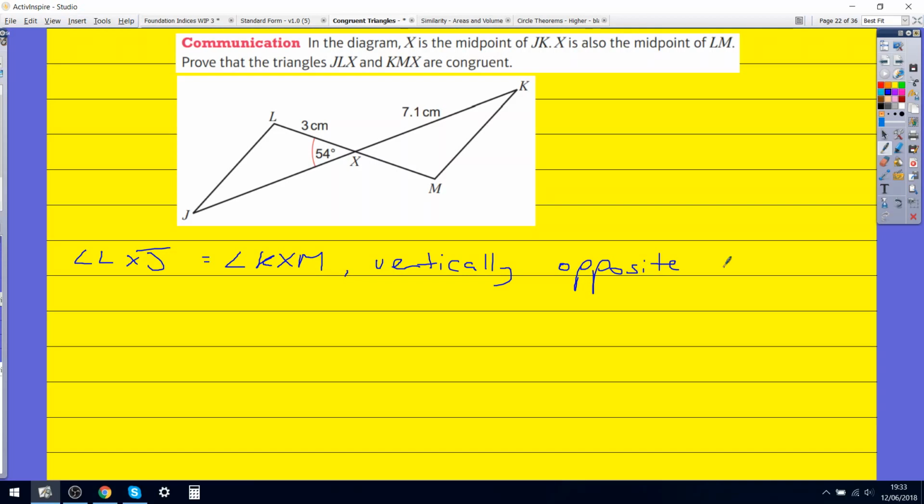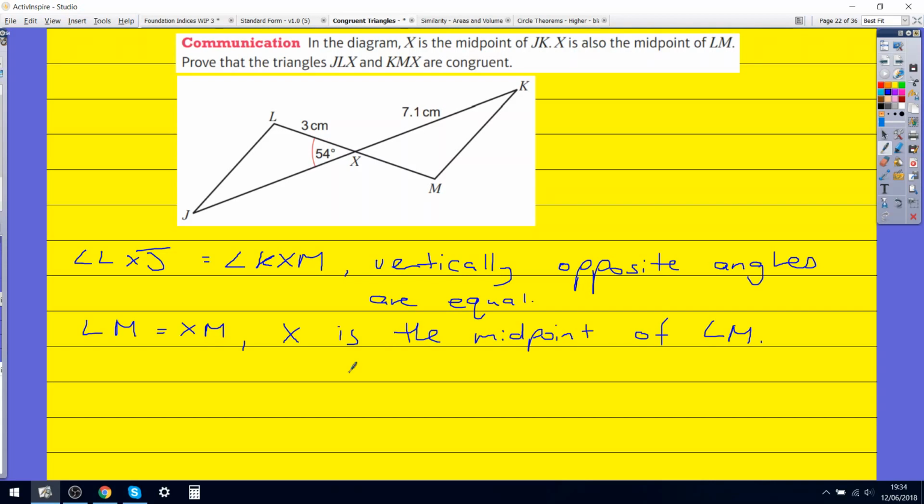Okay, so then we can say that LX equals XM because X is the midpoint of LM. That's enough, I think. Yeah, that should be enough. Sorry, I thought you were going to do a much longer thing than that.